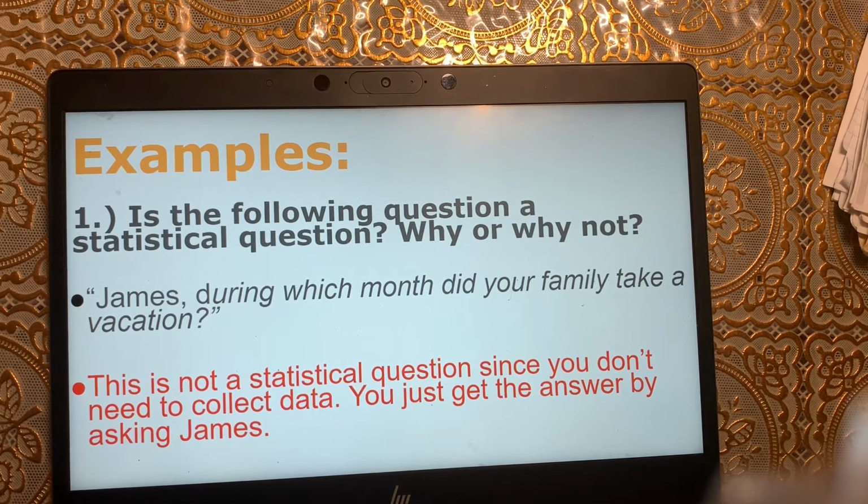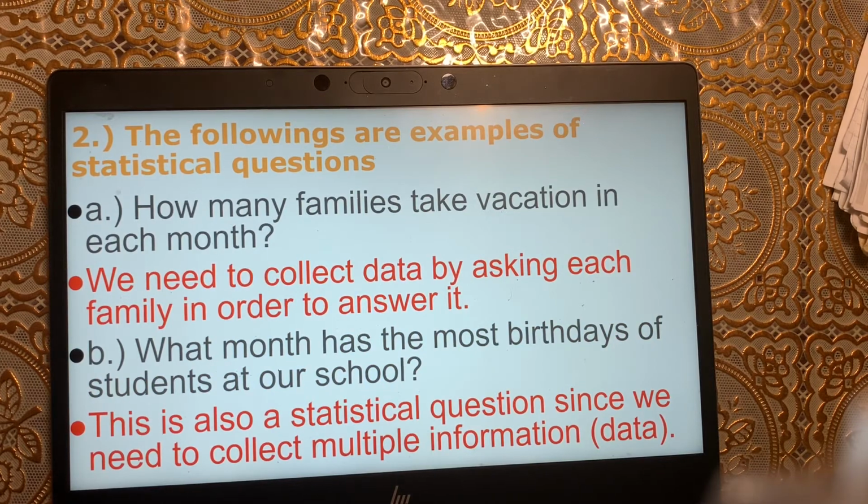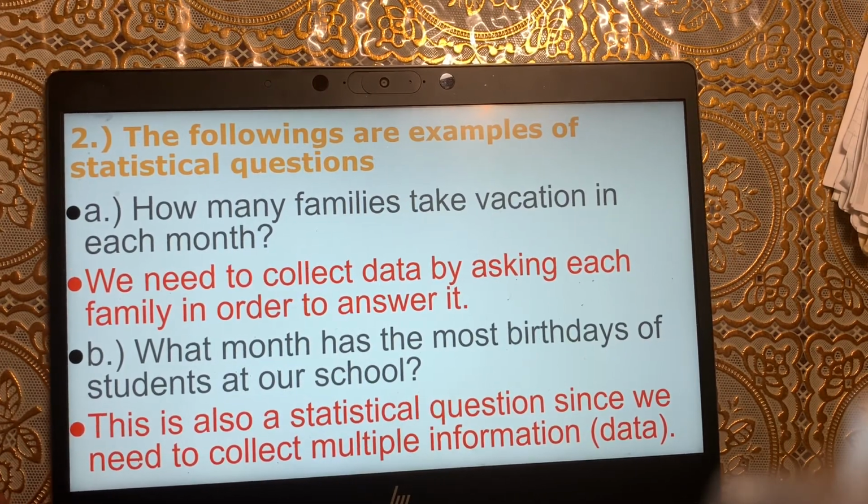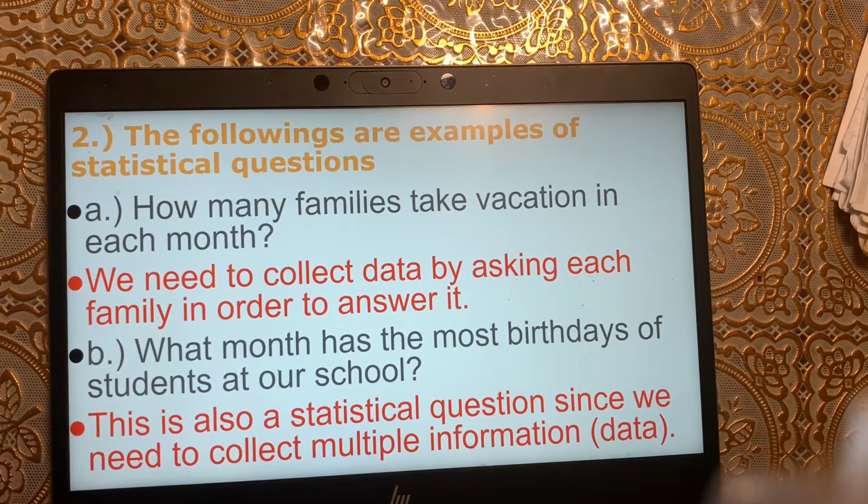Let's see what types of questions are statistical. Look, the first one, say, how many families take a vacation in each month? To answer this question, you need to collect data by asking each family and recording in order to answer it. So without collecting and having multiple pieces of information, you can't answer how many families take a vacation in each month.